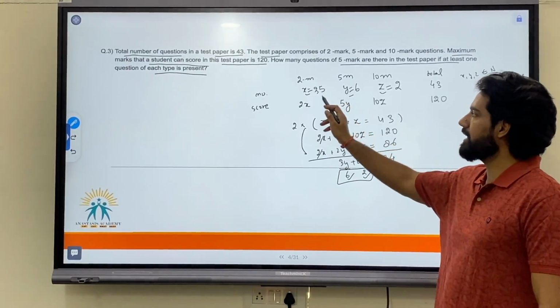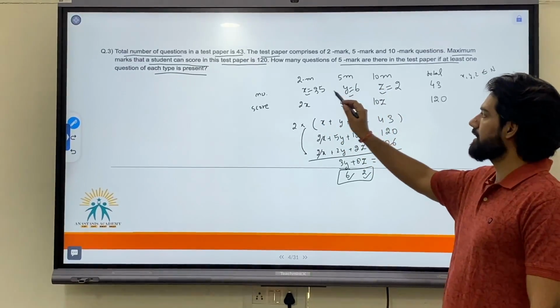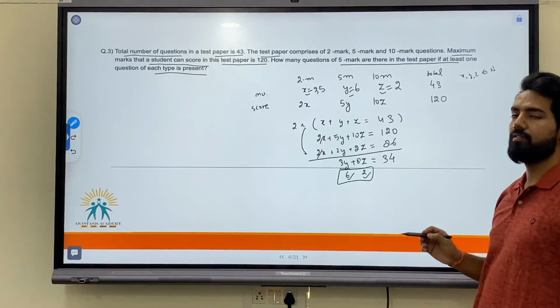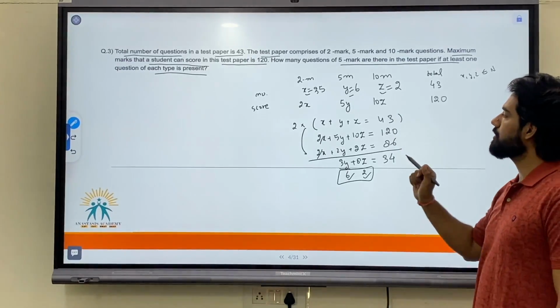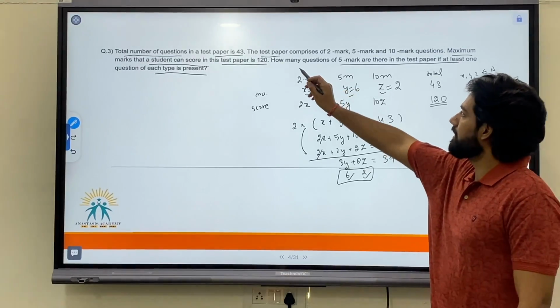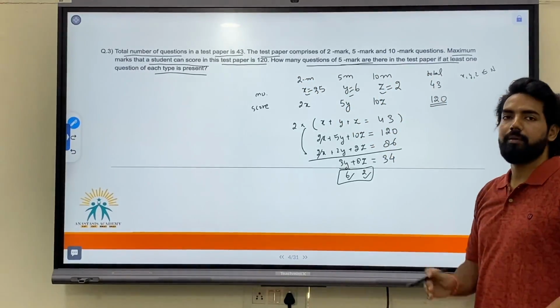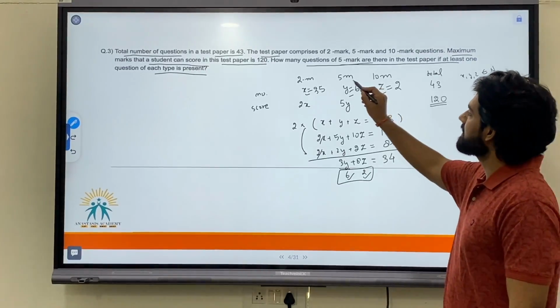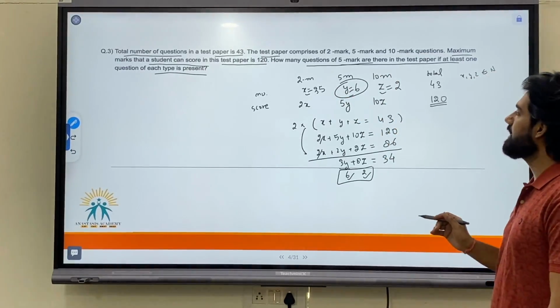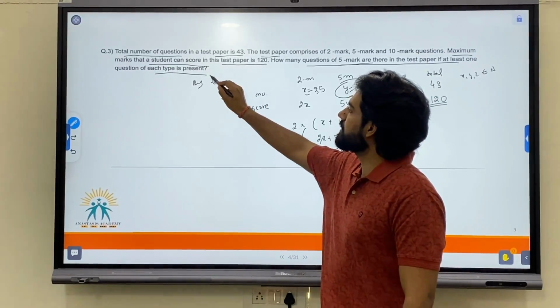35 questions of 2 marks, 70 marks. 6 questions of 5 marks, 30 marks, making 100 marks, and 2 questions of 10 marks, that is 20 marks. So 120 marks are the maximum marks. So I was asked how many questions of 5 marks are there in the test paper. There are 6 questions of 5 marks in the test paper. So the correct answer to this question is 6 questions.